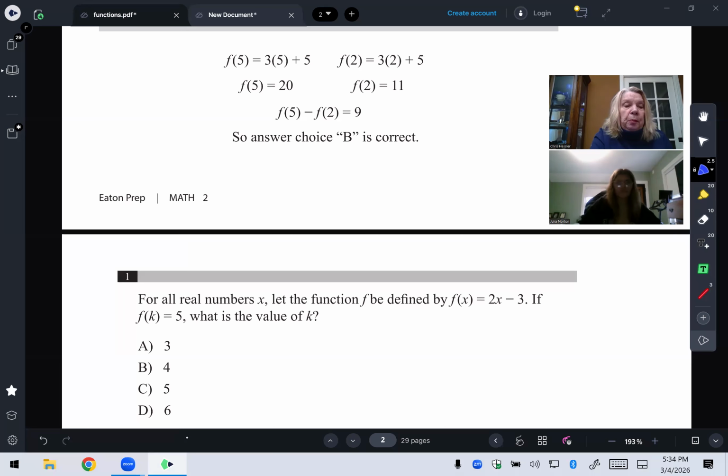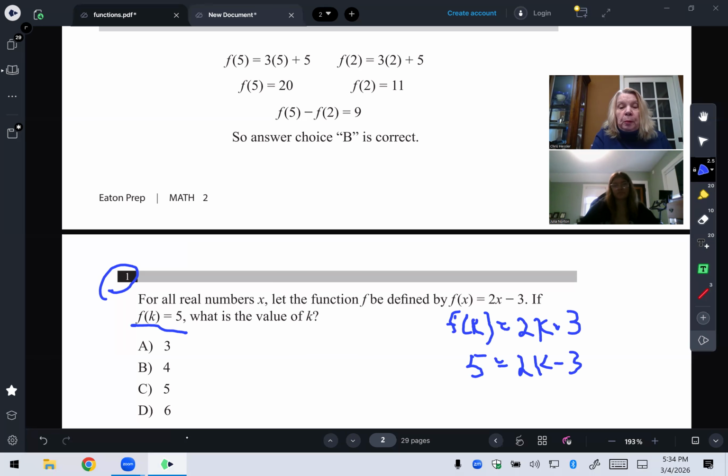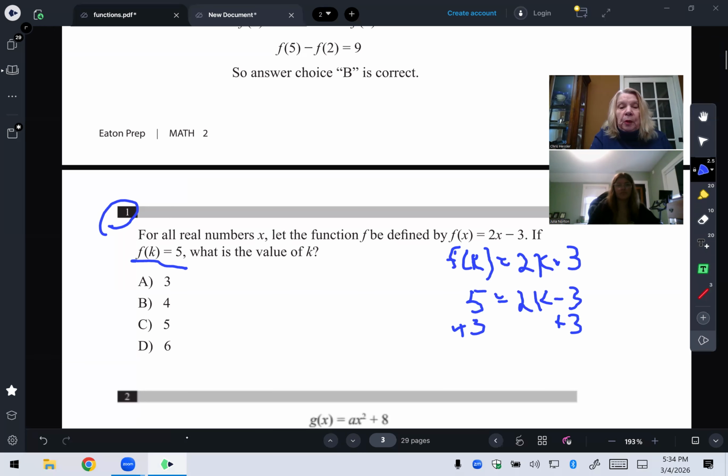So here's where they're giving us f of k. So they changed the variable, but don't let that confound you. We're trying to get k. So we know this is going to be f of k, actually. So we're going to put 5 is 2k minus 3. We add 3. 8 is 2k, so k would be 4.